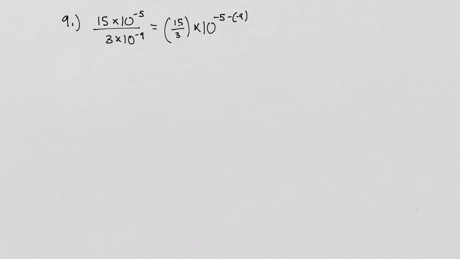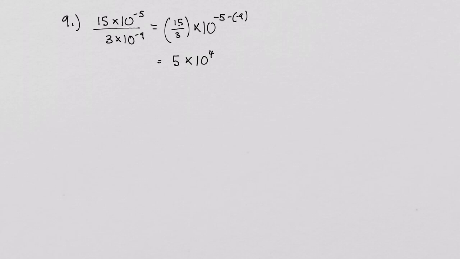So remember, you have to keep that minus sign that I've got here, because it's top minus bottom. Regardless of whether the exponents are positive or negative, it's always top minus bottom for these exponents. So 15 divided by 3 is 5, and then it's going to be times 10. Negative 5 minus negative 9 is positive 4.